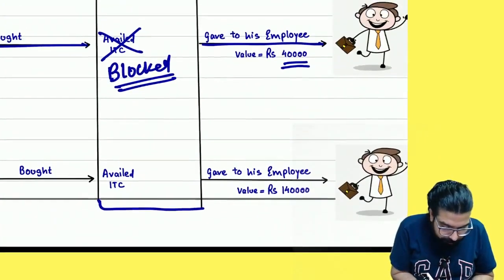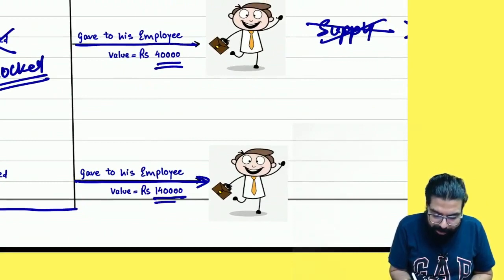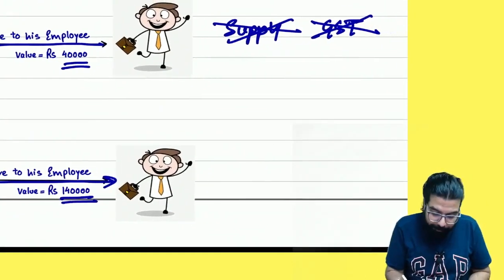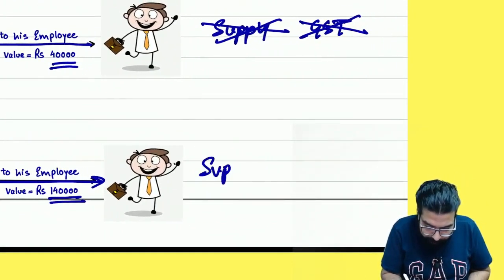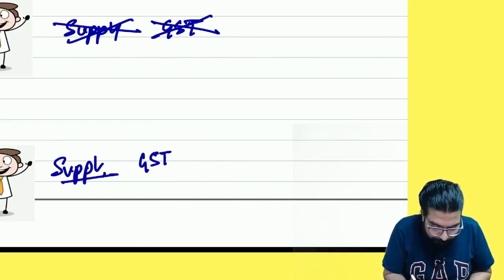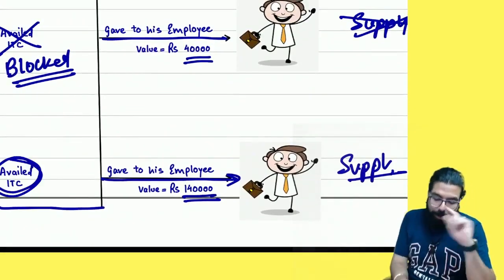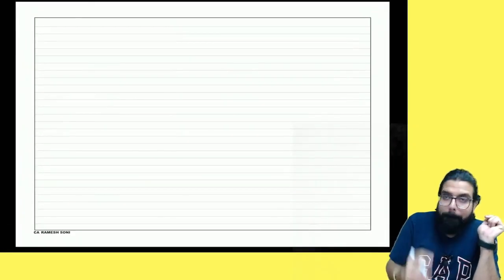Can I go ahead, everyone? Next. I bought an iPad, gave it to my good employee, the value was 1,40,000 rupees. Supply. Do I have to pay GST? If I have to pay GST, will I get ITC? Okay, I'll ask you one more question. People, tell me one thing.